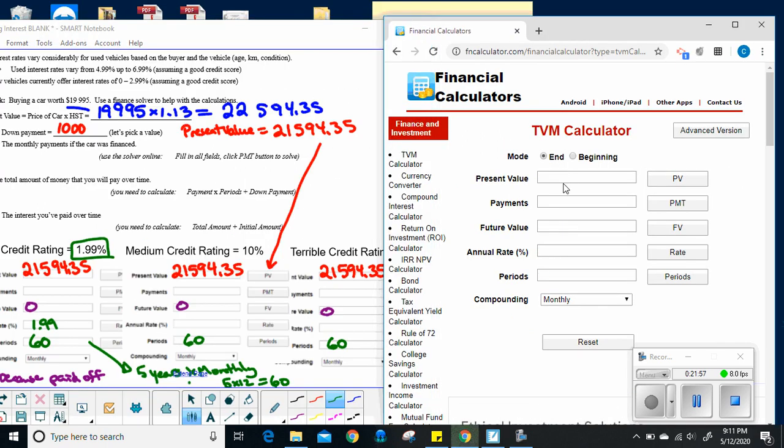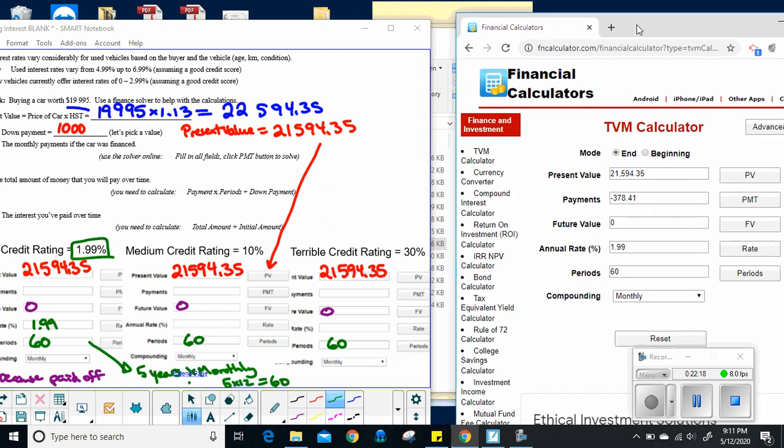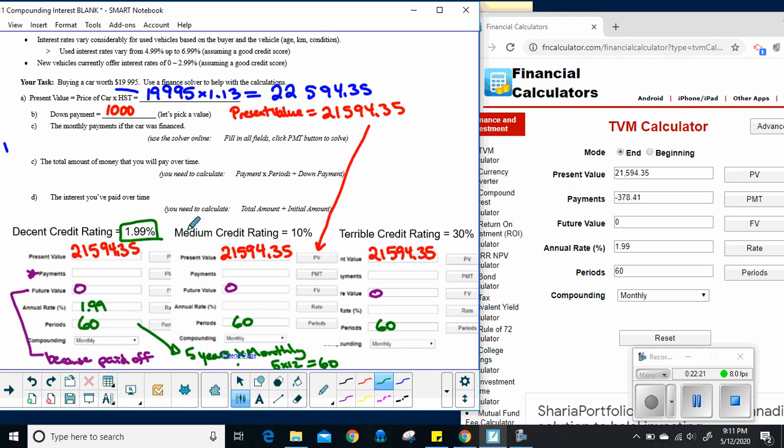So let's reset this one. We are starting with 21,594.35. Future value is 0 because we're paying it off. 1.99% because we have awesome credit rating. And we're doing it for 5 years times 12 months, so that's 60 payments in total. When I click payment, well, that's not too bad. I can handle that. Can you handle that? I have a payment of $378.41.